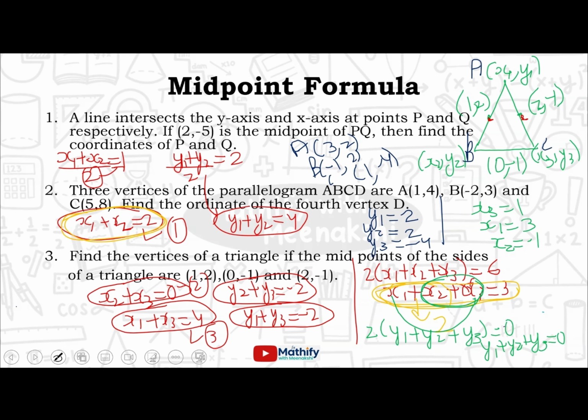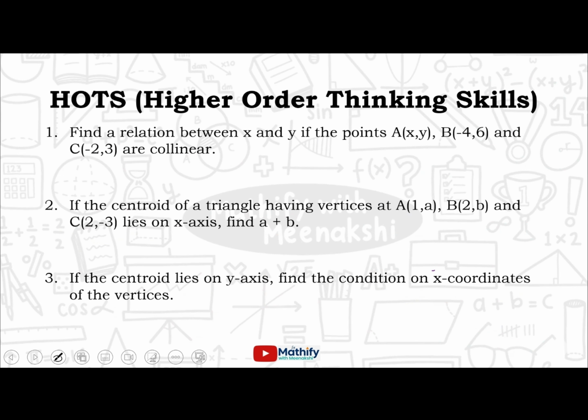Now let's move to questions that require a little more thinking. That's the HOTS section. Under this topic, I have written 3 questions for you. First, find the relation between x and y when the points are collinear. I told you in the beginning, when the points are collinear, you can use one concept, that their slopes are equal. So we'll use that.